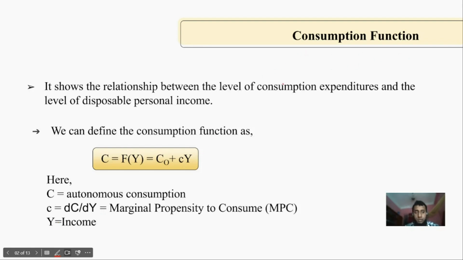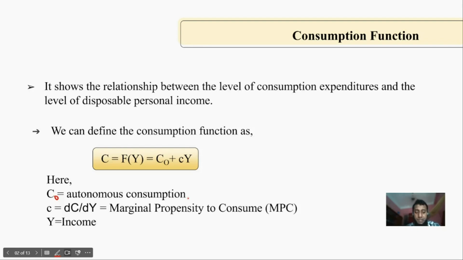Consumption function. The consumption function represents the relationship between consumption expenditure and disposable income. It is given by C equals f of Y equals C naught plus small c Y. Here C naught equals autonomous consumption. What is autonomous consumption? Autonomous consumption is the minimum level of consumption that occurs even when income is zero.